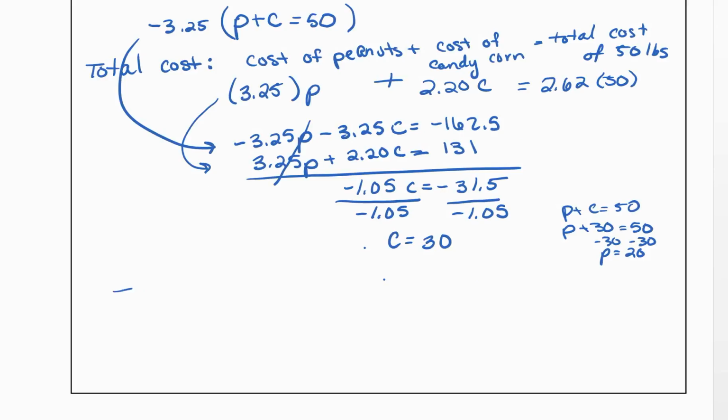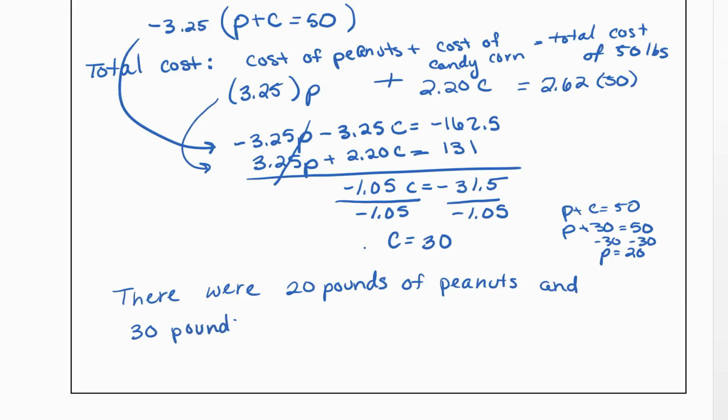We'd say there were 20 pounds of peanuts and 30 pounds of candy corn in the mixture.